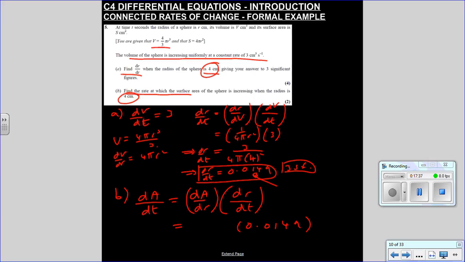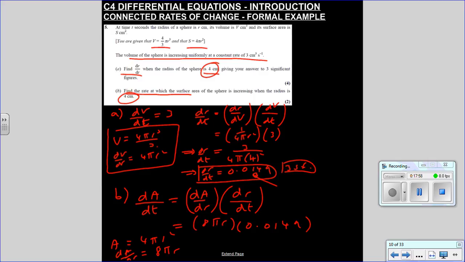And dA by dr, it's similar to what we did here. A, we've already been told, is 4 pi r squared. Therefore, dA by dr is going to be, 2 comes down, 8 pi r. So there's 8 pi r, and we know that this is when r is 4. So here's our answer. So take our answer times 8 times 4 times pi, and we get 3 over 2. So 1.5 is our answer. That's it for connected rates of change. The trick is, can you recognize that it is a connected rate of change problem? We'll see.